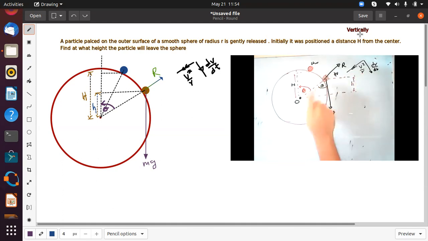We can use F equals ma. We know the centripetal force would be mg cos theta in this direction and minus R in that direction, and the acceleration should be v squared over r. When it is released from this position and comes to this position, you can see that the height will change. There's a change in height. A change in height means there's a change in potential energy. A change in potential energy means there's a change in kinetic energy. A change in kinetic energy means there's a change in the velocity.